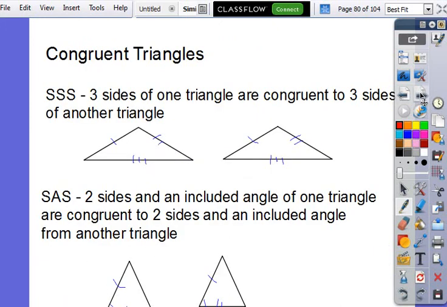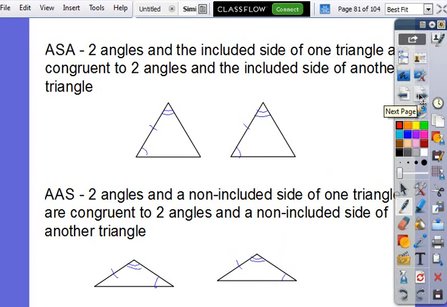Alright, for congruent triangles, we have 4 types. Side, side, side, all the sides have to match and be exactly the same. Side, angle, side, where does the angle have to be? In between the two. It's got to be in between the two. And then you got to have the 2 pairs of sides that match. Angle, side, angle. What happens on that? The side has to be in between the 2 angles. And then angle, angle, side, the side has to be away from the 2 angles that are marked.